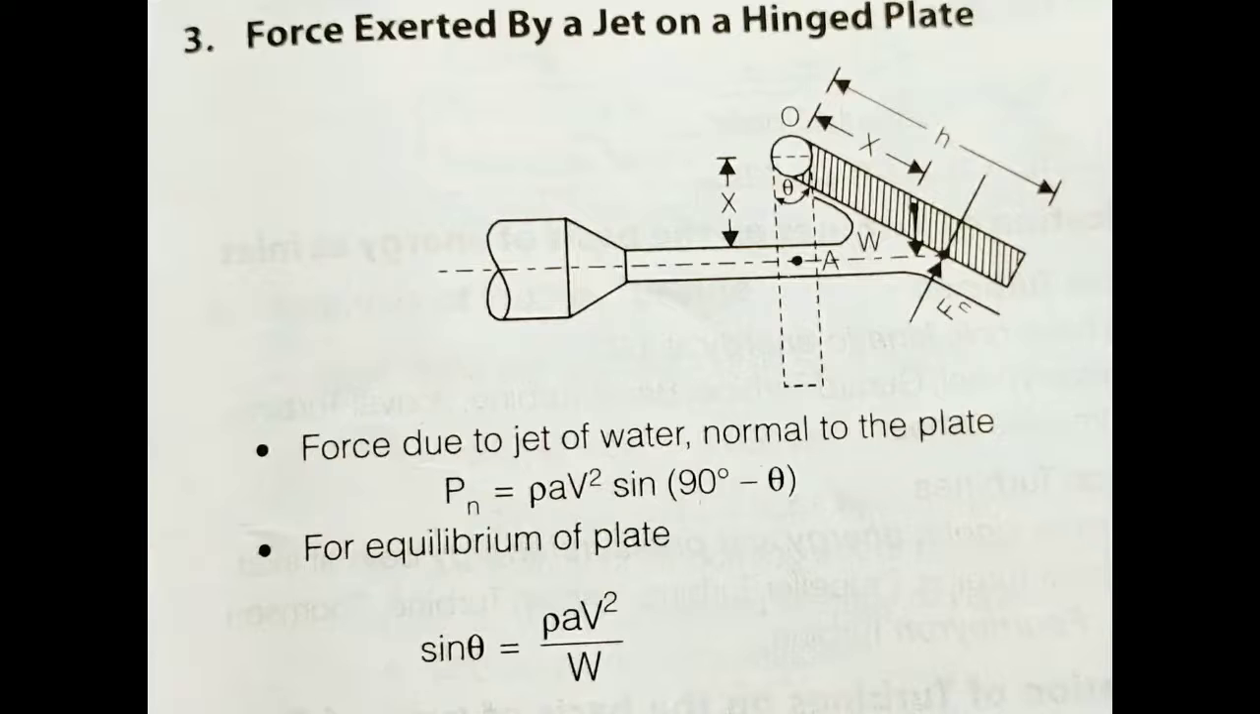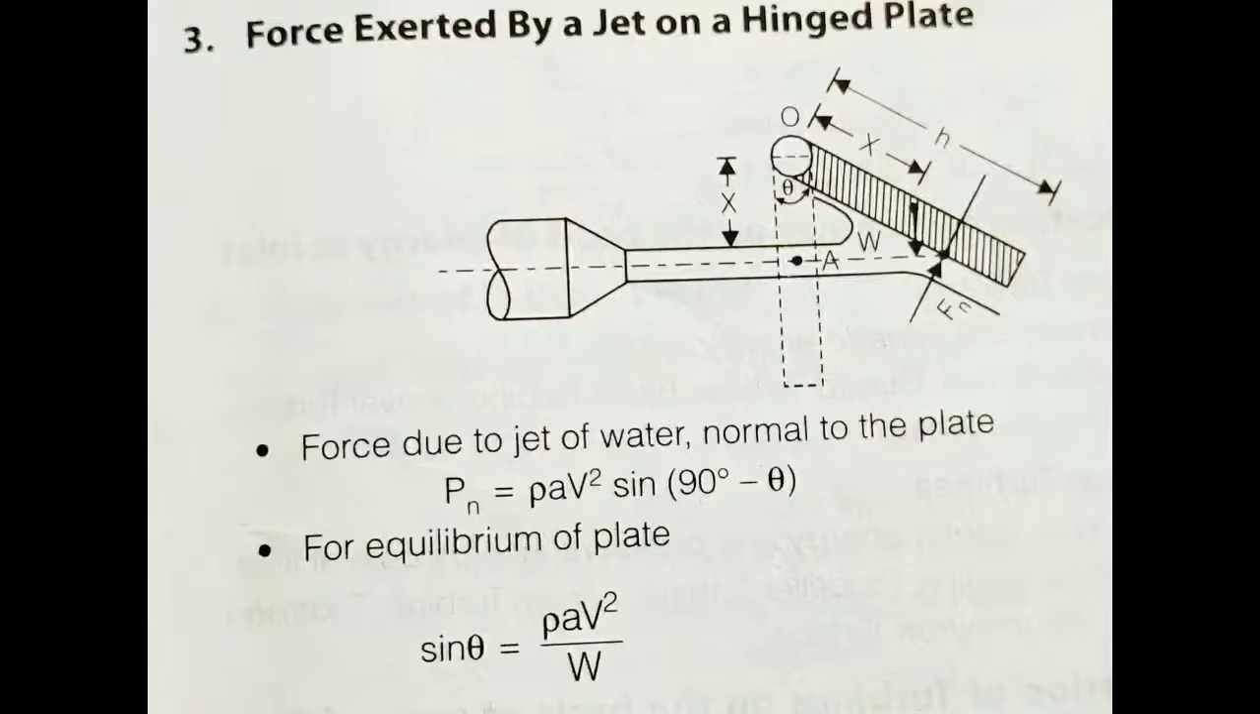Force exerted by a jet on a hinged plate is the next case. We have a figure there. Force due to the jet of water normal to the plate, Pn, equal to rho a v square sin (90 minus theta). That is rho a v square sin (90 minus theta). For equilibrium, sin theta equal to rho a v square by W.